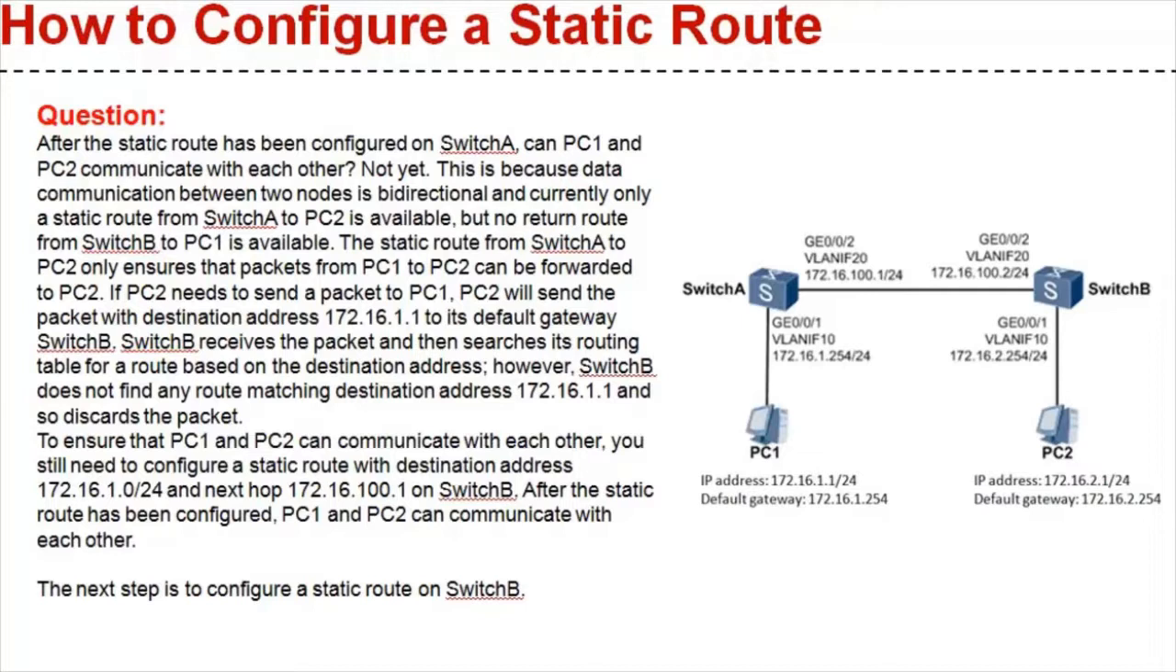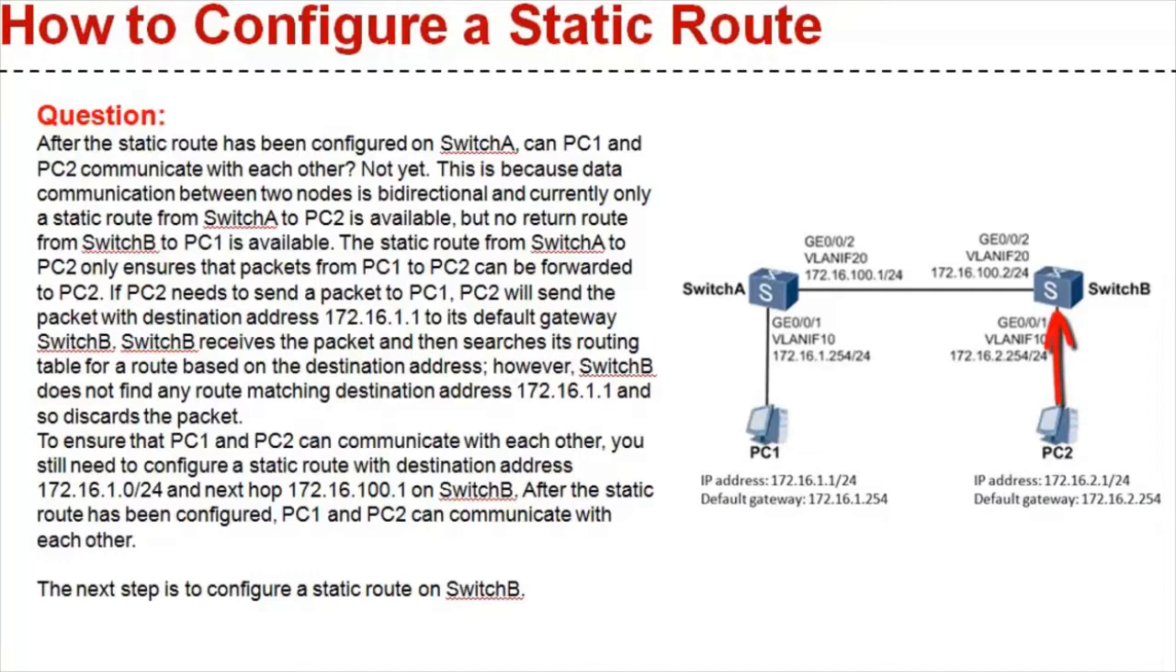This is because data communication between two nodes is bidirectional, and currently only a static route from switch A to PC2 is available, but no return route from switch B to PC1 is available. The static route from switch A to PC2 only ensures that packets from PC1 to PC2 can be forwarded to PC2. If PC2 needs to send a packet to PC1, PC2 will send the packet with destination address 172.16.1.1 to its default gateway, switch B.